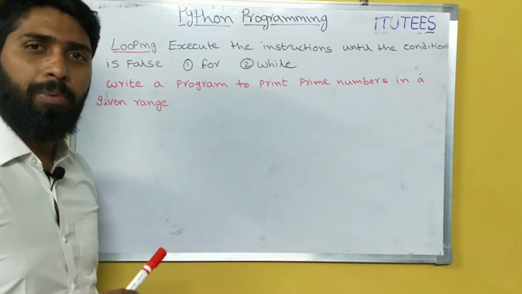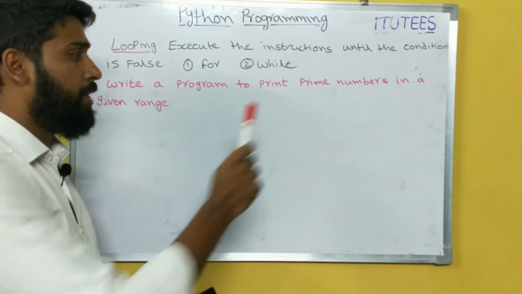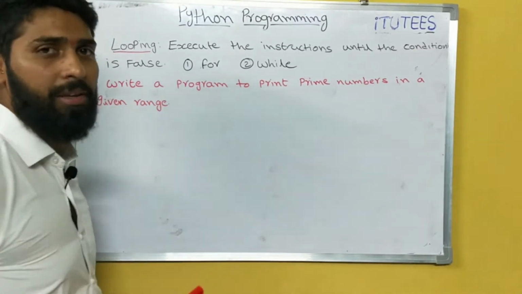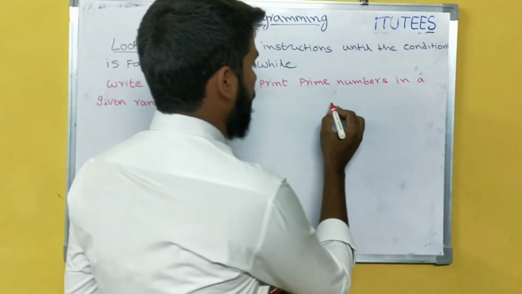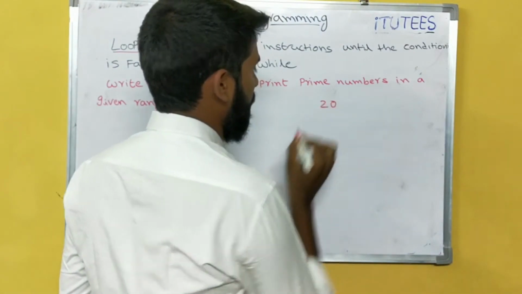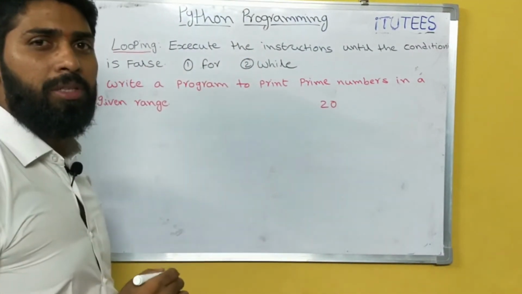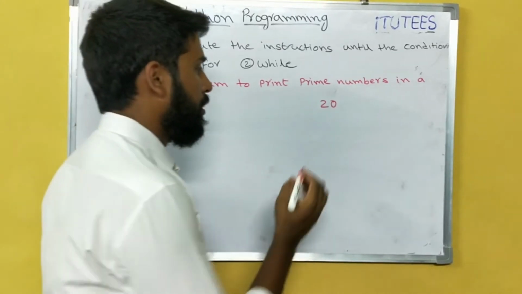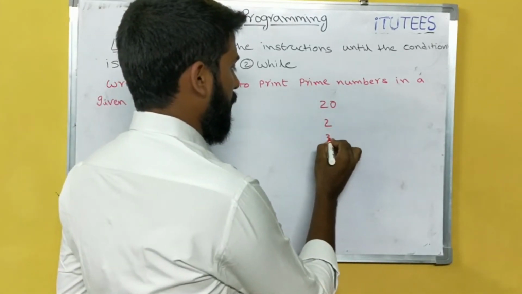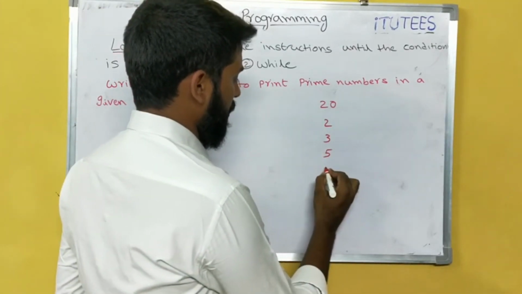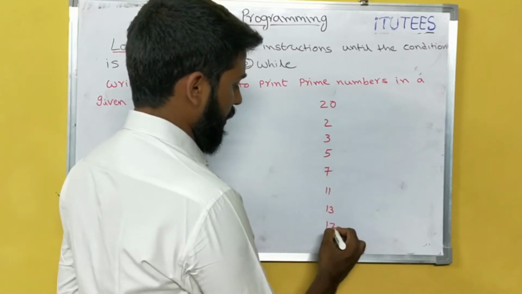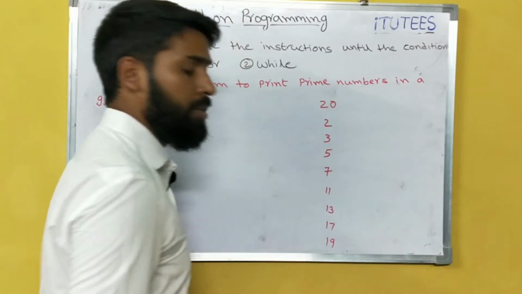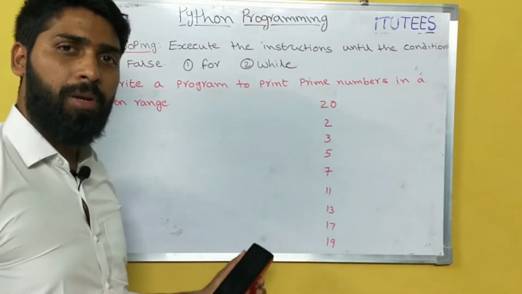So now we see a program to print the prime numbers in a given range. That means if I give a range of 20, what are the prime numbers below 20? 2, 3, 5, 7, 11, 13, 17, 19. So these are the prime numbers below 20.